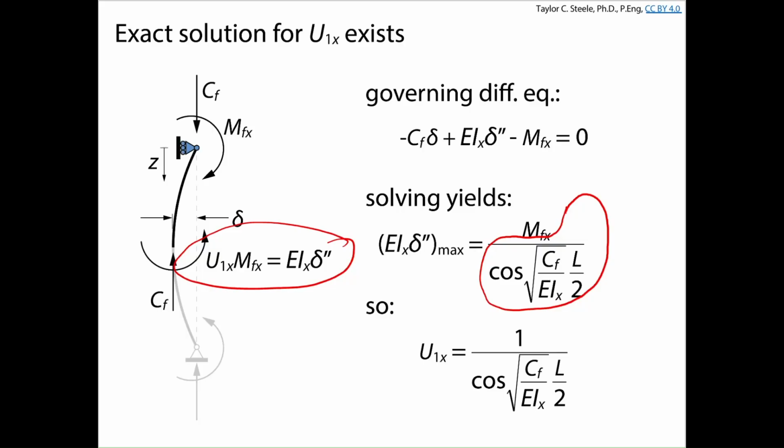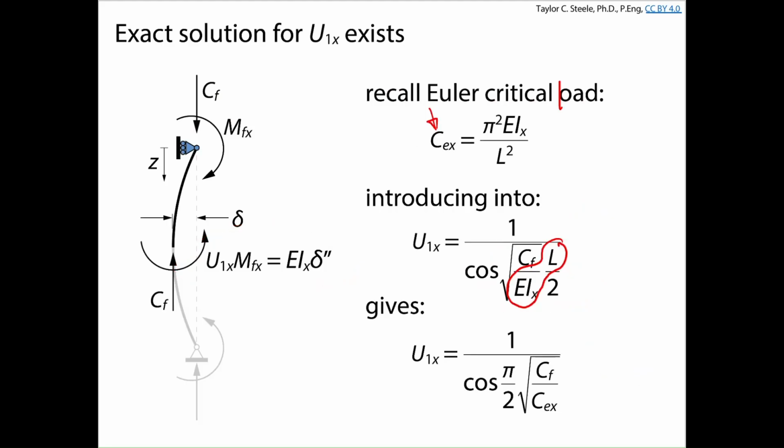There we go. This is approximately equal to, you could demonstrate through small angles, 1 divided by 1 minus CF over CEX. Okay, that's a gross simplification, I would say. It works well for really small axial forces, and it works poorly for really big axial forces. But it's something that they could do by slide rule easy enough back in the day when they're doing their design calculations. So this is what CSA S16 gives us as an expression for U1x.